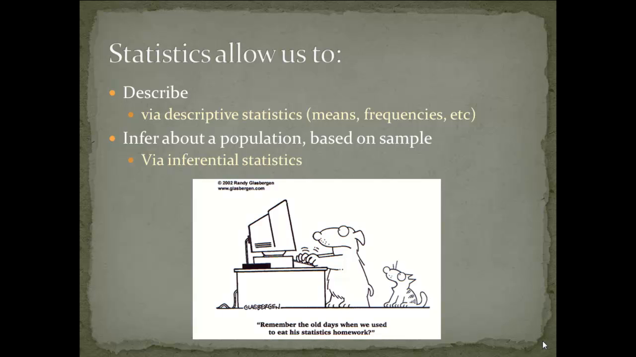Statistics also allow us to infer about a population based on a sample. So, for example, we want to talk about all of the election polling. They say 58% favor candidate X. Well, did they ask you who you're going to vote for? Probably not. What they've done is they've taken a representative sample, probably of about 1,000 Americans, and they're generalizing to the population of the United States, and that is with inferential statistics.